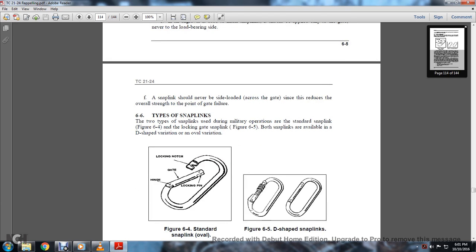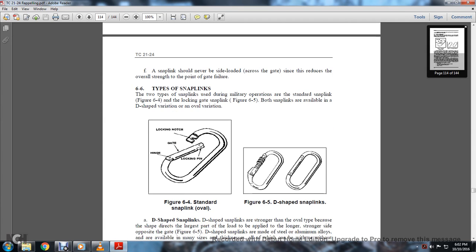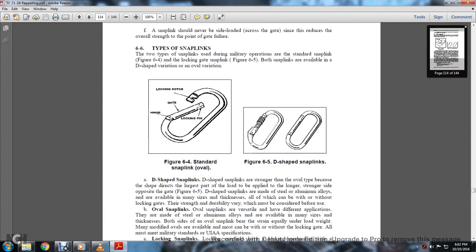All right, two types of snap link. There are two types of snap links used in military operations: the standard snap link, figure 6.4, and the locking gate snap link. Both snap links are available in D-shaped or oval variations. Figure 6.4 shows the standard oval snap link with the locking notch, gate, locking pin, and hinge. Figure 6.5 shows a D-shaped snap link.